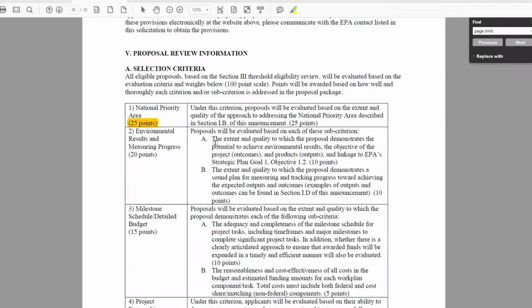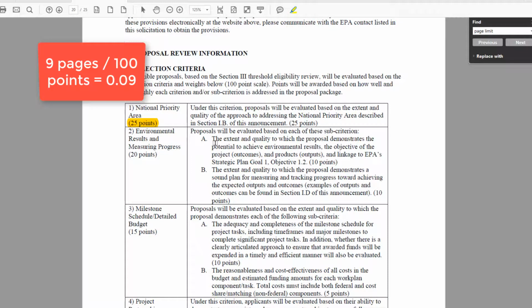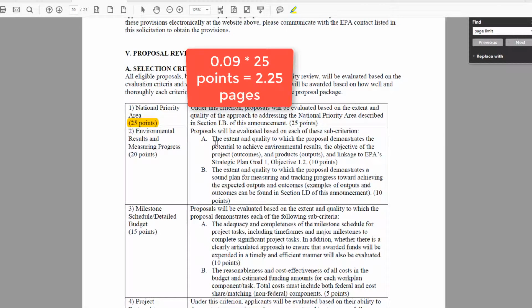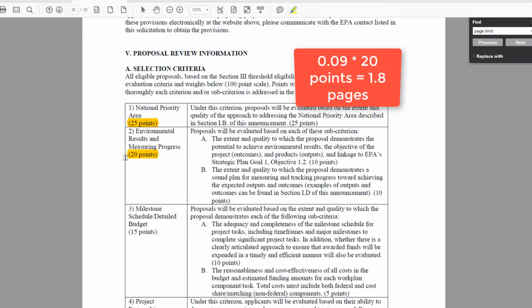So I know that I actually only have 9 pages to work with in this application because they said the cover page is actually included in the total page count. So if I divide 9 pages by 100 points, the total points allowed, I'll get 0.09. And then I multiply that by 25 points for this first section, and I'll know that being able to respond to how the project relates to the national priority area should be roughly 2.25 pages. Environmental results and measuring progress would again be 0.09 times 20 points, so it needs to be about 1.8 pages long, and so on.